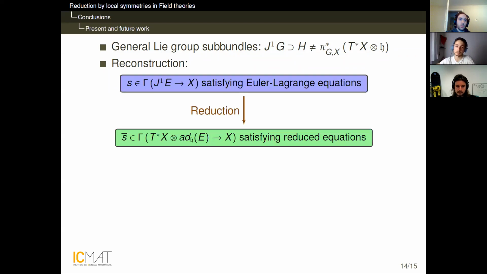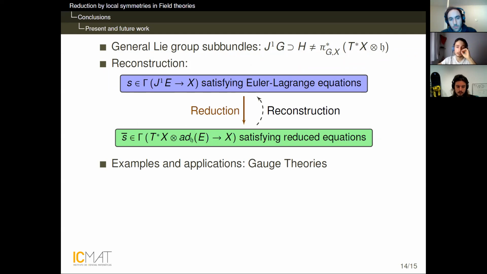Then we would like to study the problem of reconstruction. What is the problem of reconstruction? When we have a section on the original bundle satisfying the Euler-Lagrange equations, we know that by means of reduction, we obtain a section on the reduced space satisfying the reduced equations. That's the philosophy of reduction. However, we can ask this question the other way around. If we have a section satisfying the reduced equations, can we ensure that it is a reduced section from an original section satisfying the Euler-Lagrange equations? We know that the answer for this problem is no in general, but we need to pose additional conditions in order for that to be true. So we would like to know what these conditions are for the case of local symmetries.